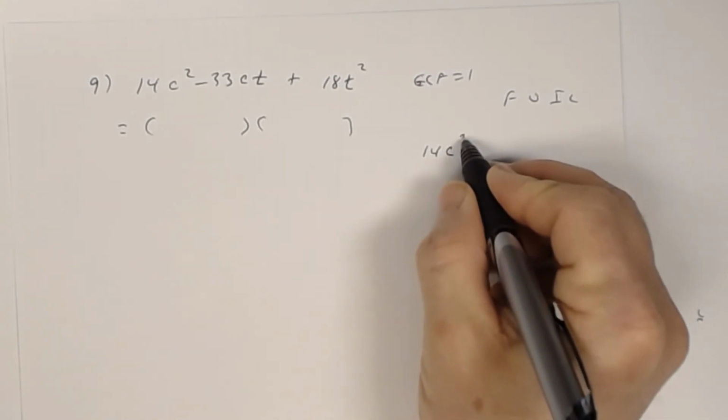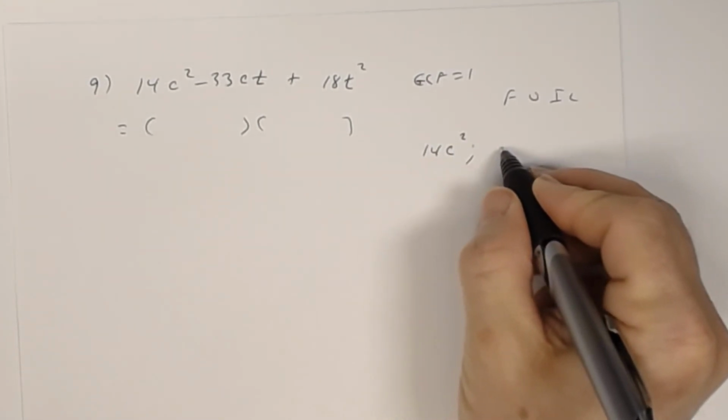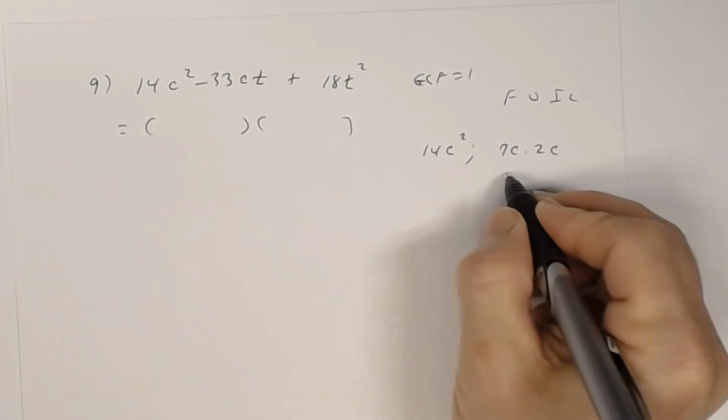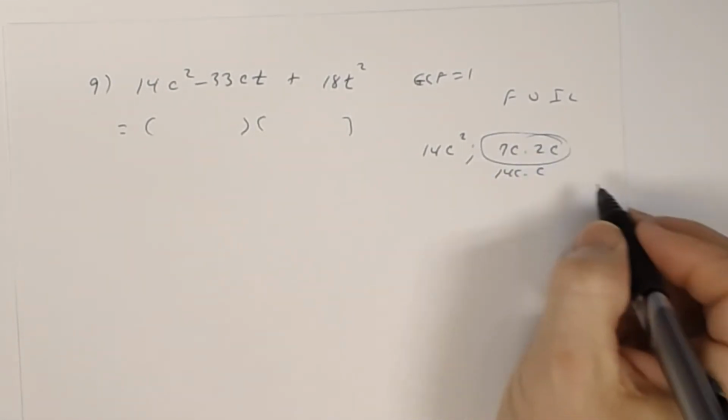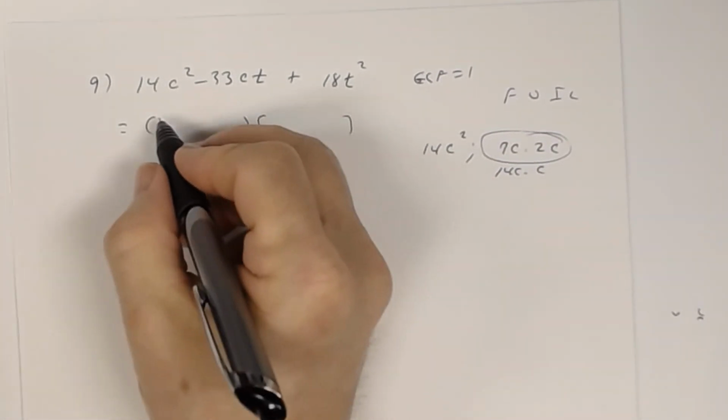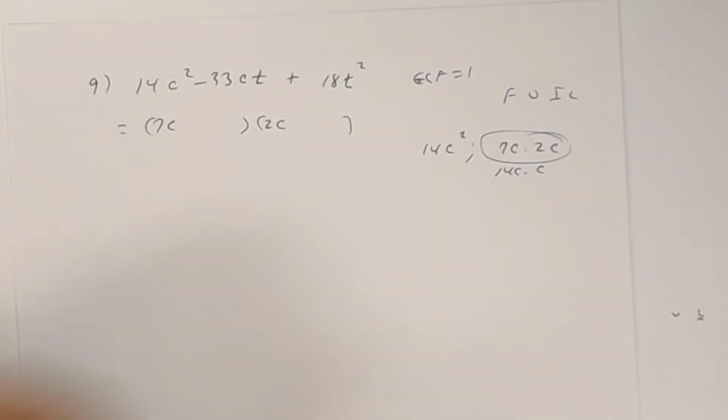But for 14c squared, we can say 7c times 2c, and then 14c times c. So let's try the 7c and the 2c first. So let's put 7c here, 2c here.